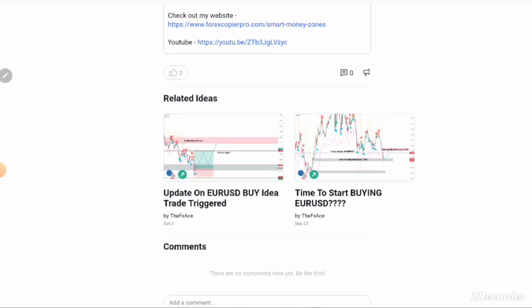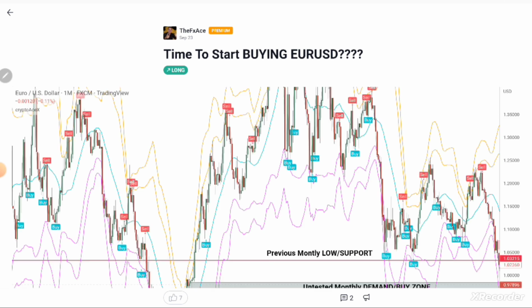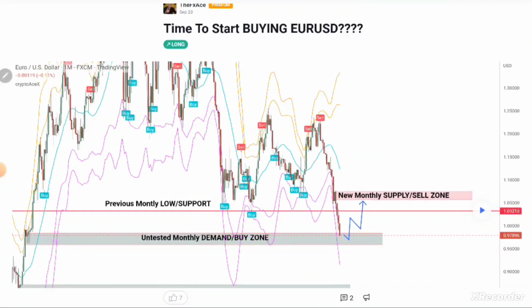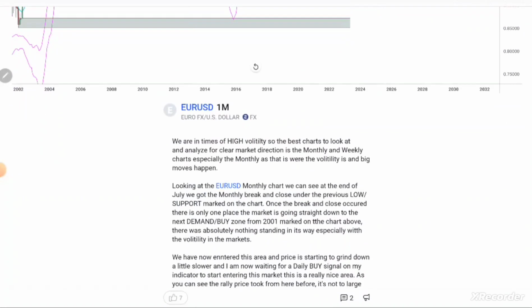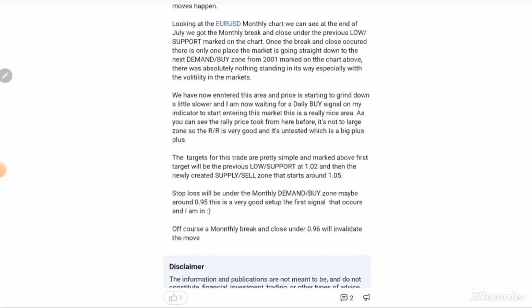If we go to the related post, this was the idea to start with. This was on the 23rd of September, so around about the same time as the Kiwi USD trade. I was expecting price to come down deeper into this zone and then rally off. You can see the kind of zigzags I was looking for here. And if you read the post, stop loss was going under 95, never got that far.